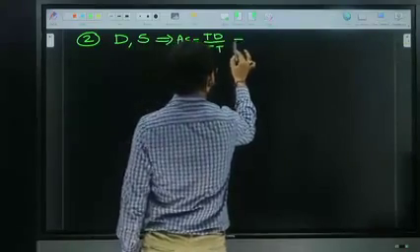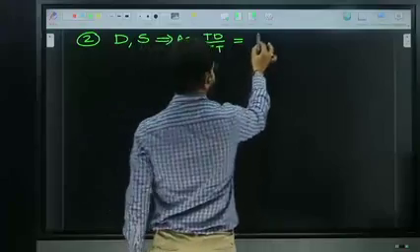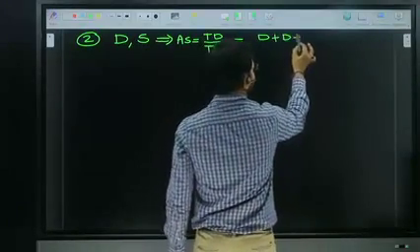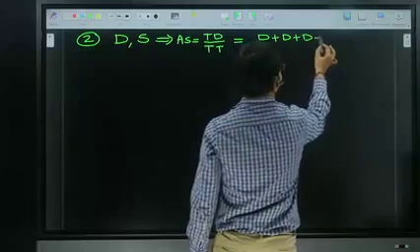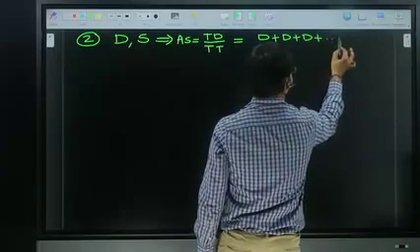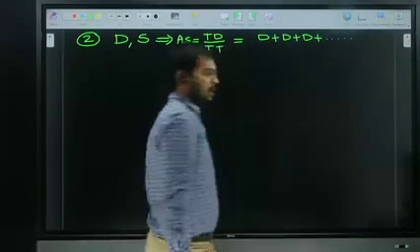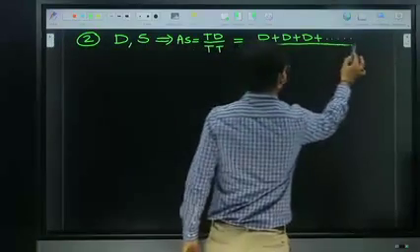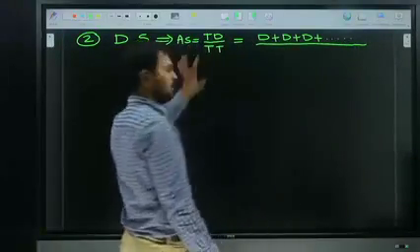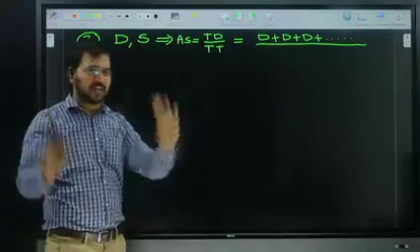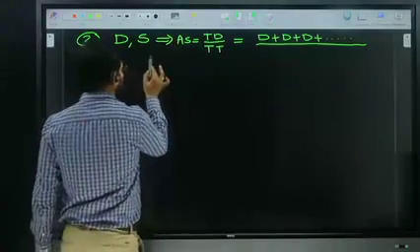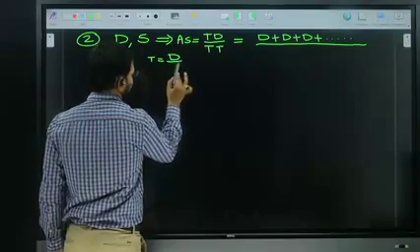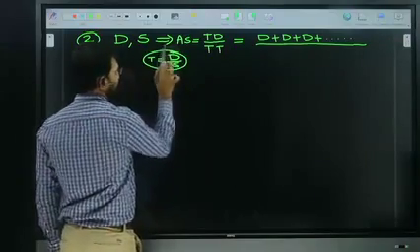So here they provide distances. Add all the distances: distance plus distance plus distance, and so on. Then divide by total time. Now I don't know the time, but in place of time, I know distance and I know speed.